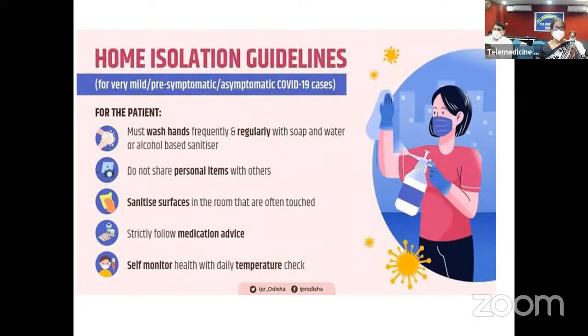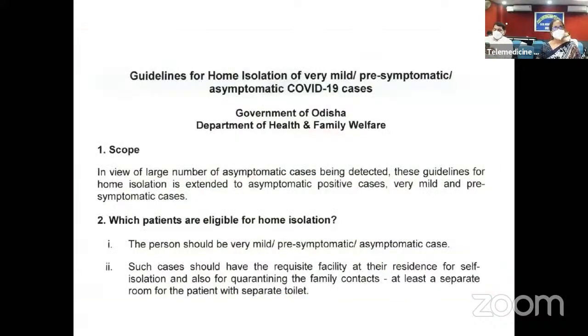So these are the home isolation guidelines for patients who are very mild, pre-symptomatic, or asymptomatic COVID-19 cases. The patient must wash hands frequently and regularly with soap and water or alcohol-based sanitizer. Do not share personal items with others. Sanitize surfaces in the room that are often touched. Strictly follow the medication advice. Self-monitor health and check temperature daily.